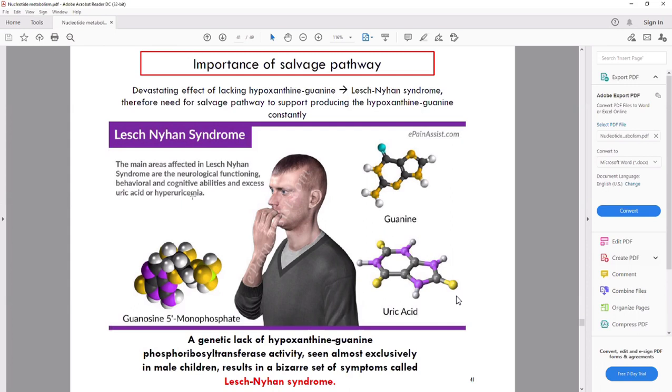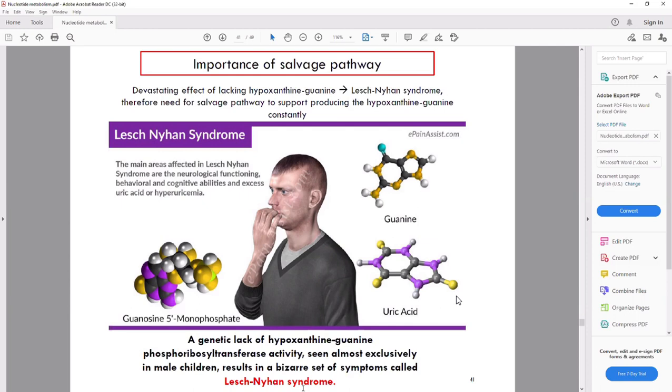So when this enzyme, HGPRT, is lacking or not functioning, the failure of this enzyme basically leads to cell breakdown. So basically, when you have this adenine, you have this hypoxanthine, you have this guanine.